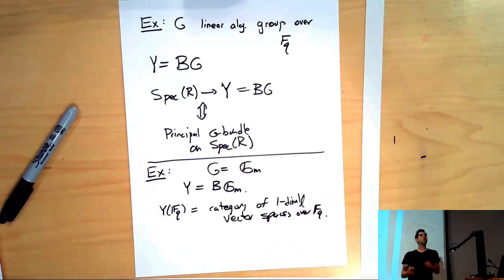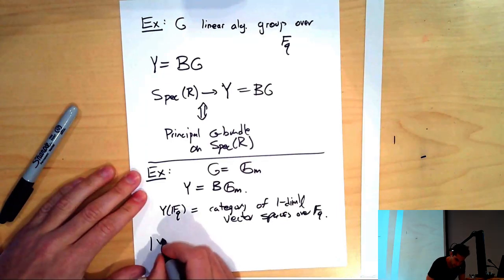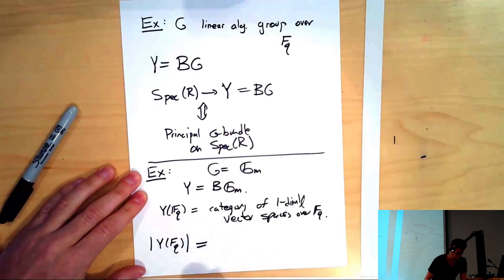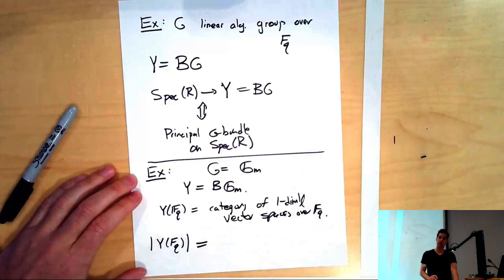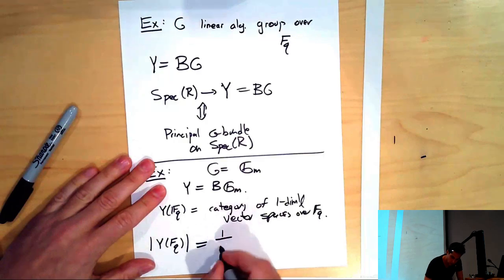So we know what one-dimensional vector spaces over FQ look like. They look like FQ. So up to isomorphism, there's only one object in this category, but it has some symmetries, right? A one-dimensional vector space has an automorphism group, which is the group of units in FQ. So if you count the size of Y of FQ in the sense that I defined earlier, well, there's one term that appears in this sum, and the denominator that appears is Q minus 1. So this is 1 over Q minus 1.